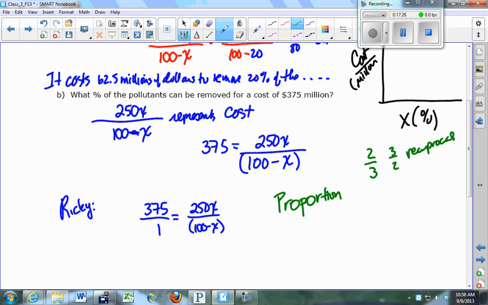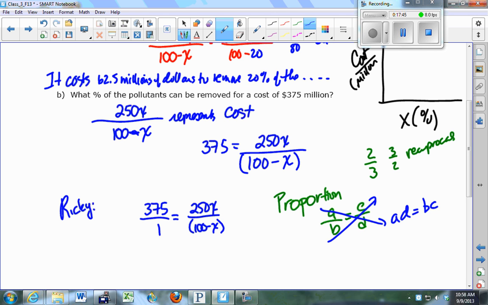A proportion in mathematics is an equation that has two equal ratios of fractions. And to solve a proportion, it has this property: A times D is equal to B times C. So that's one way to do it.